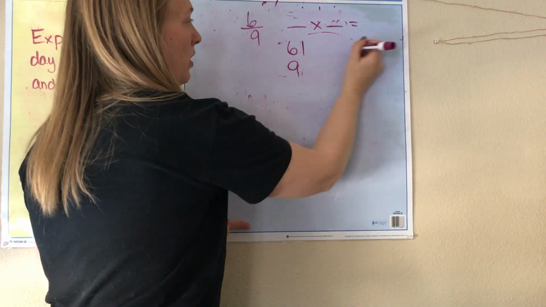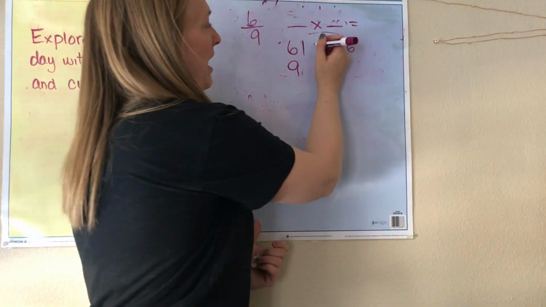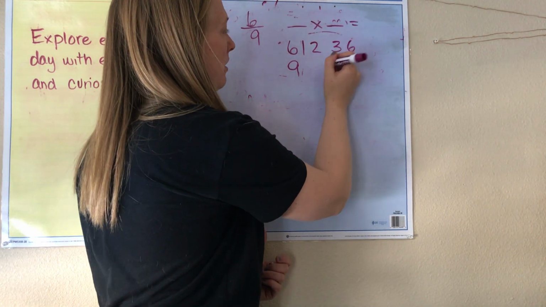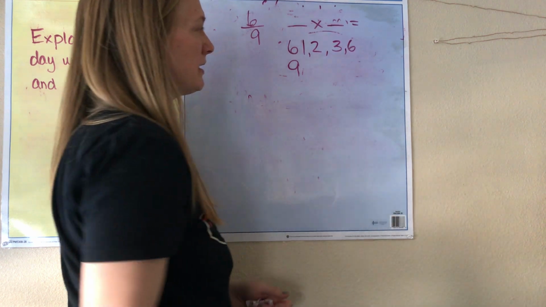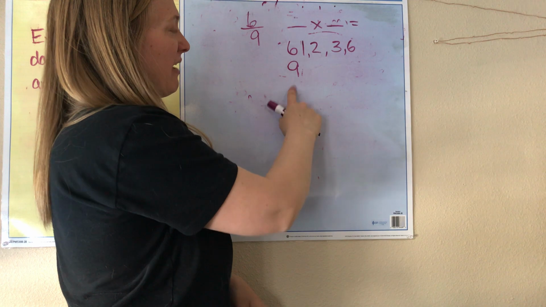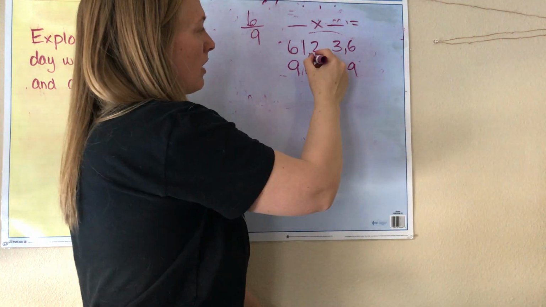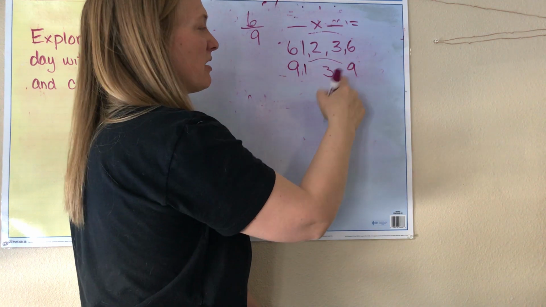Always starting with 1. 1 and 6. Are there any others? There are. We have 2 and 3. It's 1, 2, 3, 6. Okay? What numbers when multiplied together give me 9? Well, I have 1 and 9. And I have 3 times 3. I'm just going to write 3 once.